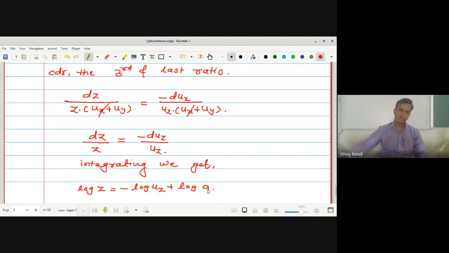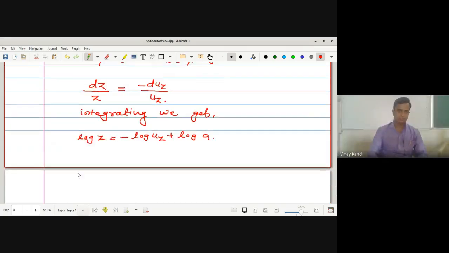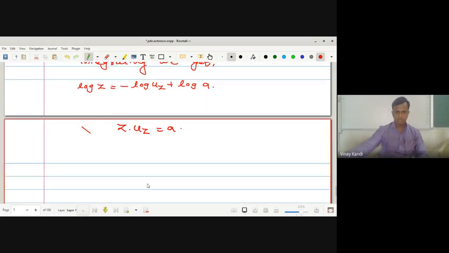Z into uz is equal to a, which implies uz is equal to a upon z. Okay, so this is the value of uz in terms of x, y, z, ux, uy, uz.